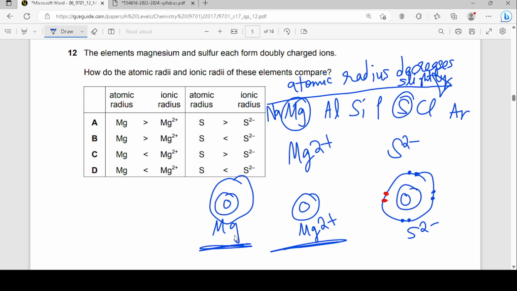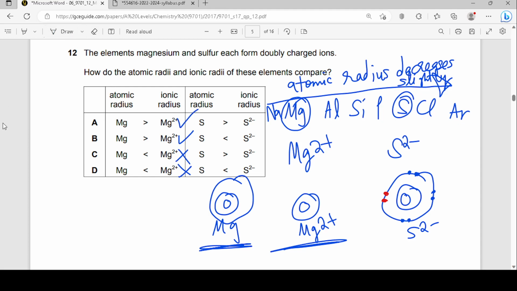So basically, the radius of Mg is greater than the radius of Mg2+, right? So Mg is greater than Mg2+. So basically A or B should be right here, because these two are wrong, and Mg has a greater radius than Mg2+.